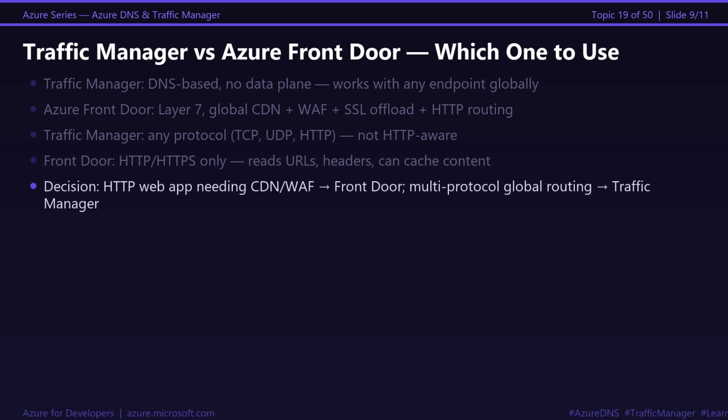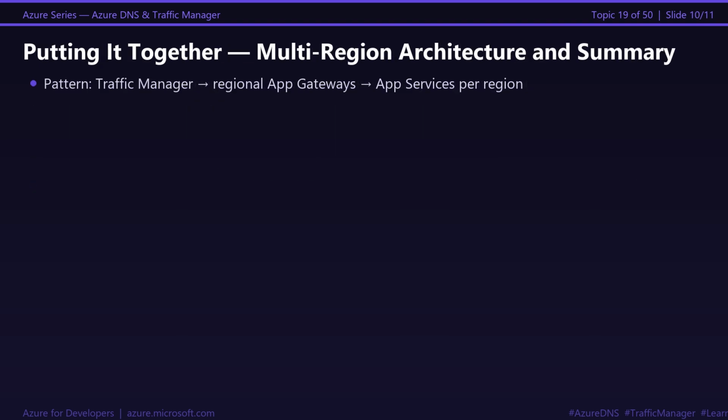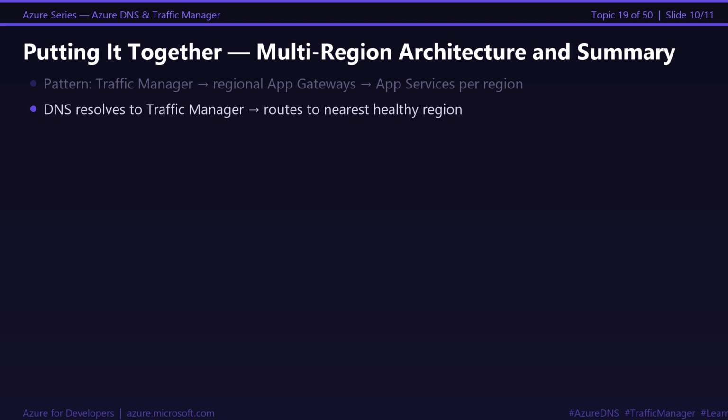Your domain Contoso.com is hosted in Azure DNS. An alias record points it to your Traffic Manager profile. Traffic Manager uses performance routing. Users go to the nearest healthy region. In each region, an application gateway handles SSL termination, WAF protection, and path-based routing. Behind each application gateway, your app services or VMs.